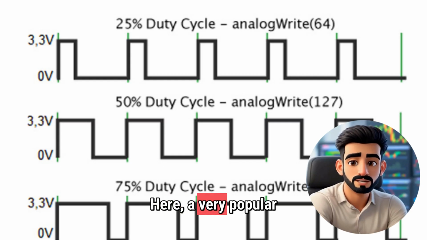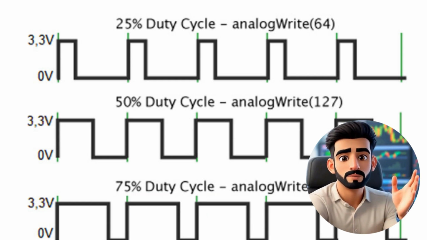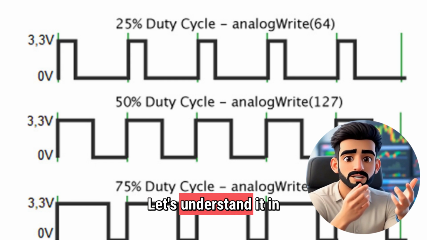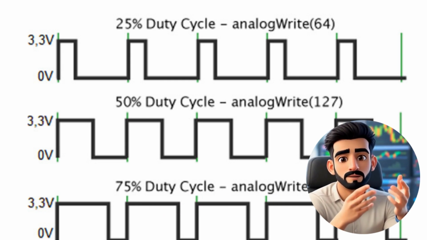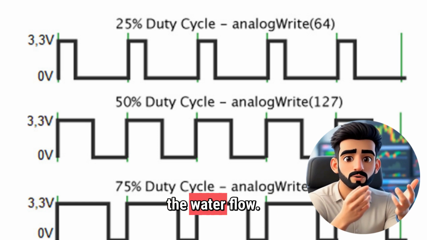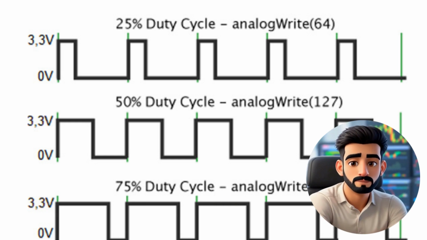But how does this inverter convert direct current to controlled alternating current? Here, a very popular technique is used called pulse width modulation, or PWM. Let's understand it in simple language. Imagine you have a water pipe with a tap. You need to control the water flow. One way is to open the tap halfway or less.